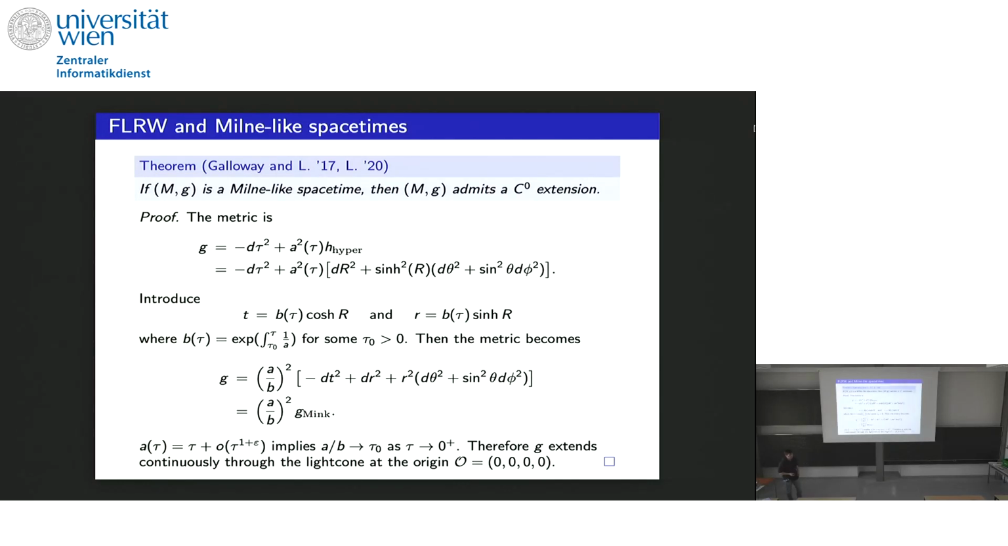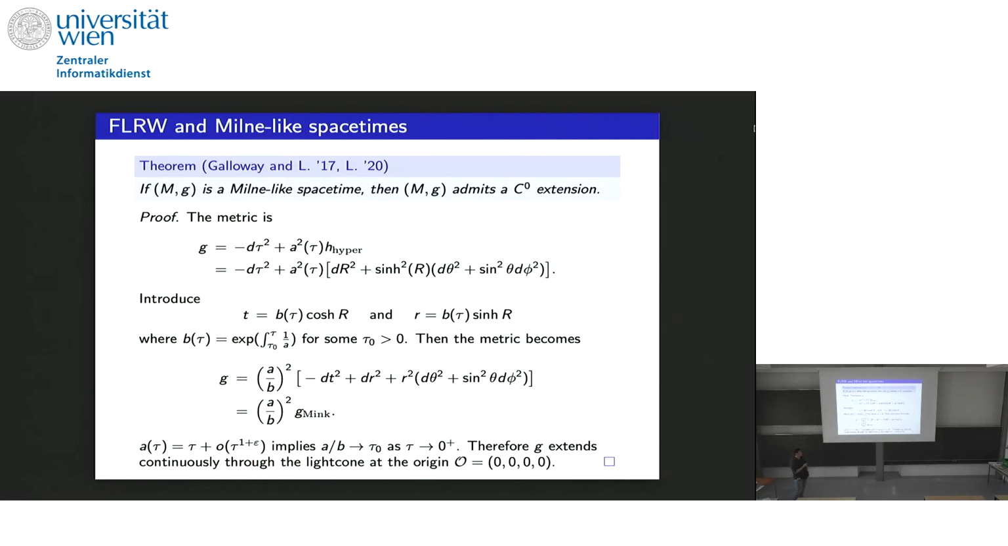this extension is really happening through the Big Bang. This theorem is not too hard to see. You just write out the metric in these co-moving coordinates here, and then you introduce new coordinates, this little t and little r here, where b is defined as such. And then when you introduce these new coordinates, the metric becomes conformal to Minkowski spacetime.